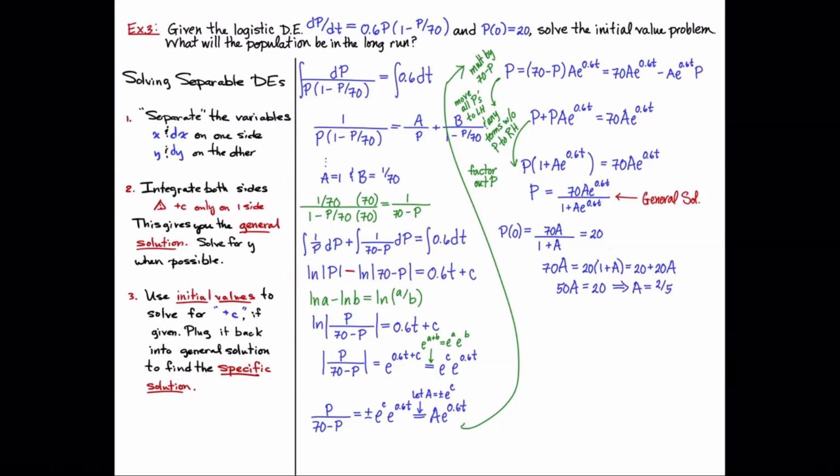So then we sub that into our general solution. P is equal to 70 times 2/5, that simplifies to 28, e to the 0.6t. And that is over 1 plus, subbing in for A, we have 2/5 e to the 0.6t.